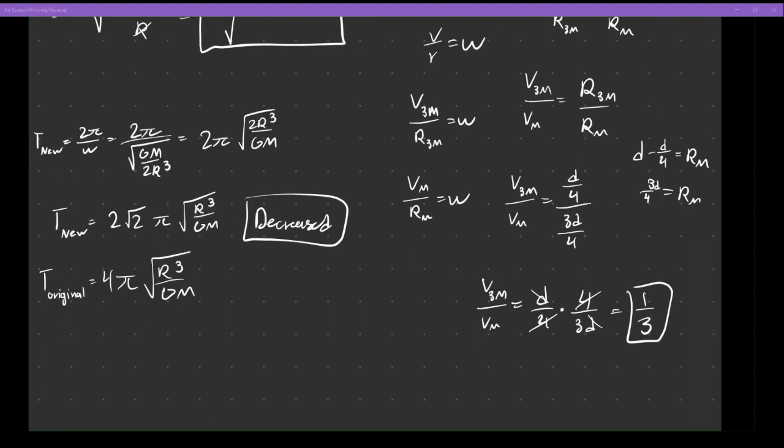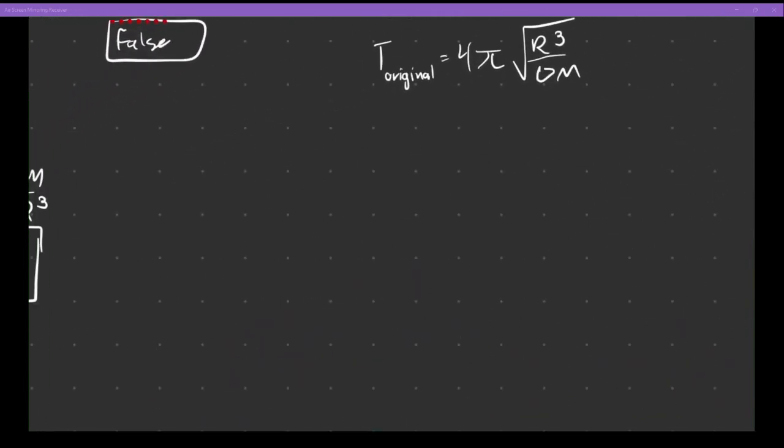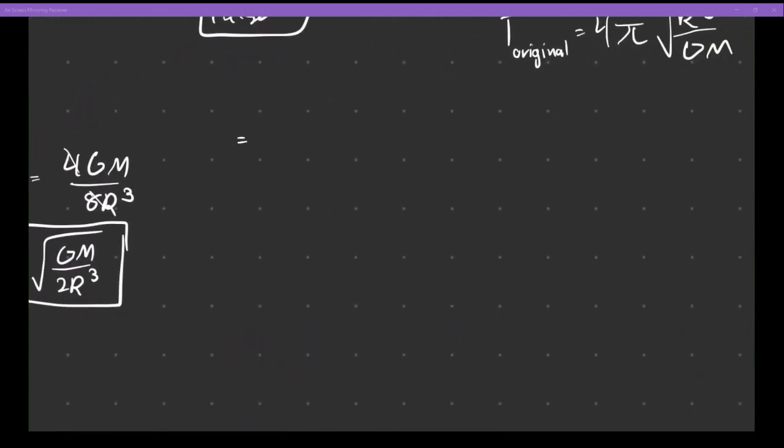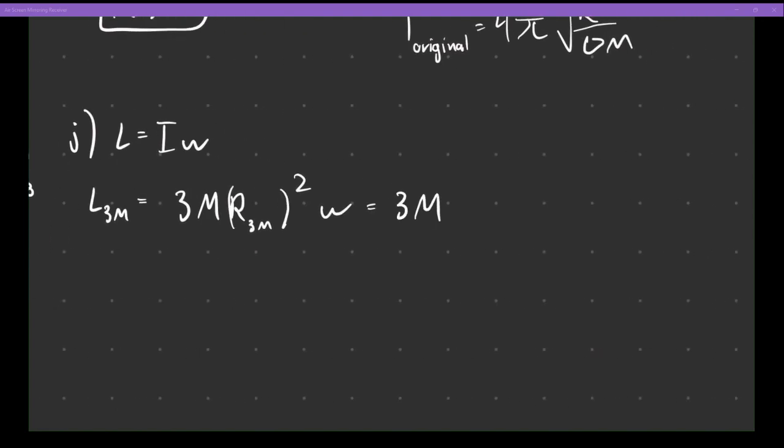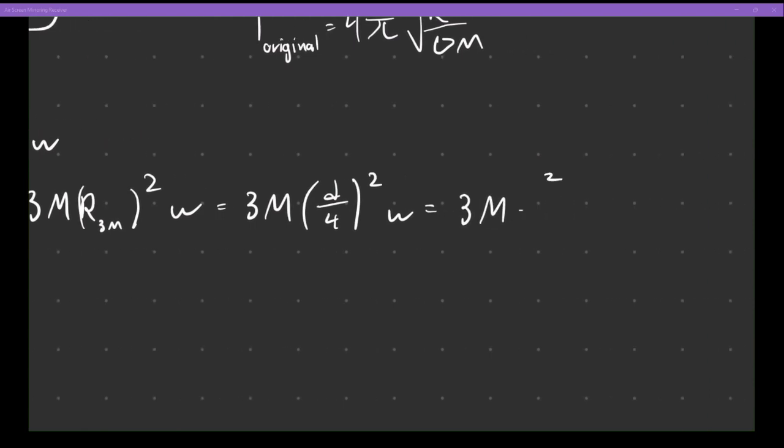Alright, so now for part J, I was going to compare the angular momentums. You know that angular momentum is equal to I omega, so I'm going to set up for 3m first. I can be expanded out to mr squared, so I'm going to say 3m r squared. But before we found that the r of the 3m was d over 4. So this is just 3m d squared over 16 omega.